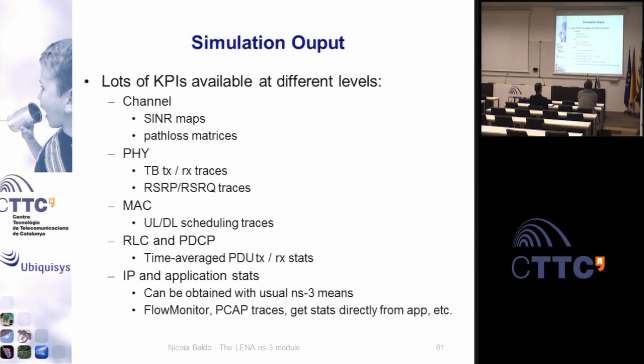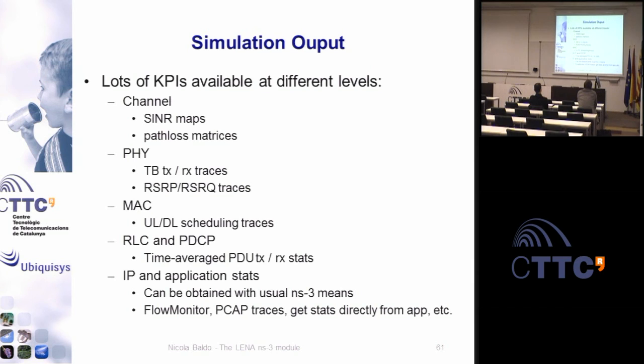We have some KPIs at the physical layer. One form is a trace used for the transmission and reception of every transport block. It tells you whether it was correctly received or not, how many bytes, what modulation coding scheme was used, and the redundancy version, which allows you to get statistics for HARQ transmission and so on. The other type of traces is for RSRP and RSRQ values.